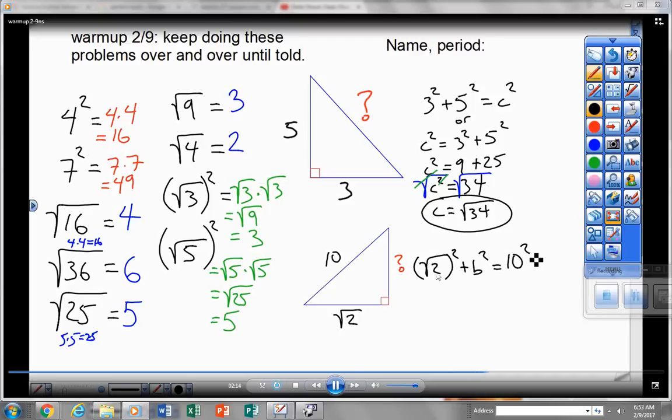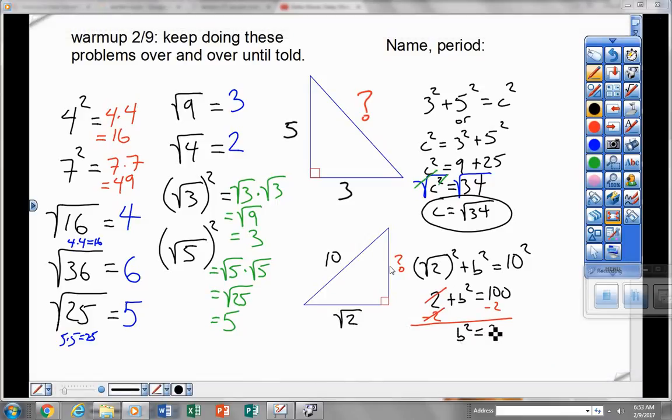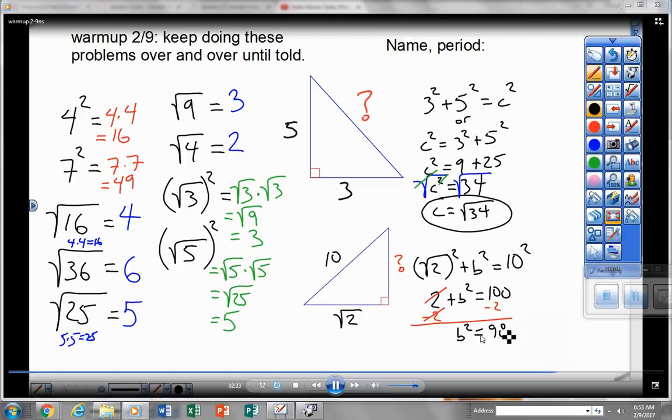Remember, when you square root 2, you get just the whole number 2. But when you square 10, you get 10 times 10, 100. So make sure you know the difference. Here I need to do one inverse operation. That's going to give me b squared equals 98. This can be broken down, but at this point we're going to leave it alone. The roots cancel away with that second power and just leaves me b. And then I'm just going to leave it root 98.